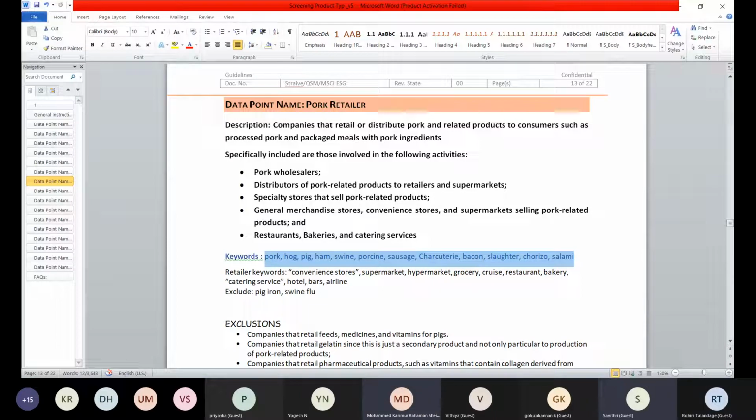Yes, Vidya. Sir, actually this point comes under only the restaurants, sir. No, restaurant is also one of the cases, not only restaurants. They can be wholesalers or distributors or the specialty stores who sell these pork related products. In those cases also you can mark it as yes.